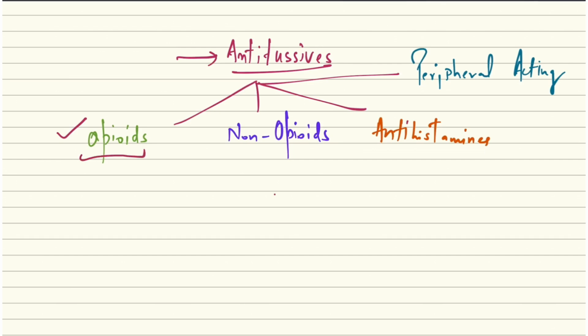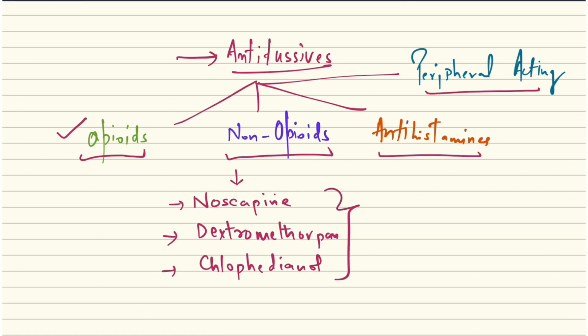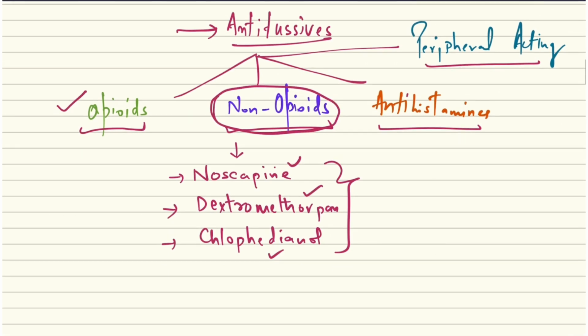The other antitussives are the non-opioids, the antihistamines, and the peripherally acting antitussives. Among the non-opioids, we have drugs like noscapine, dextromethorphan, and one more drug, clofedanol. So these are the non-opioid drugs: noscapine, dextromethorphan, and clofedanol. Today we will be focusing on the non-opioid group of antitussives. So let's talk about the non-opioids.